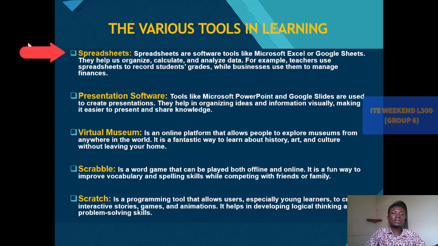Number one, spreadsheet. Spreadsheets are software tools like Microsoft Excel or Google Sheets. They help us organize, calculate, and analyze data. For example, teachers use spreadsheets to record student grades, while businesses use them to manage their finances.